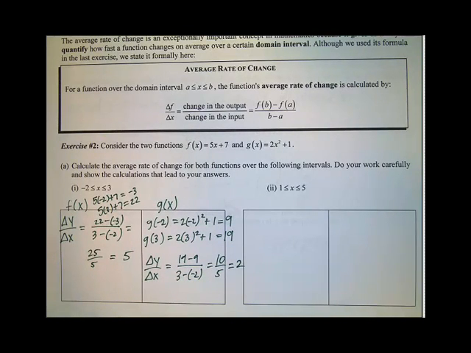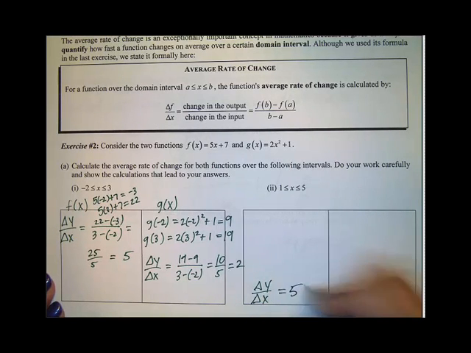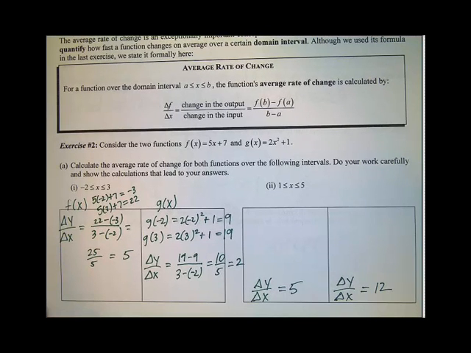So go ahead and try part double I. Pause the video. So your answer for this one, for change in y over change in x, should have been 5. And this one for change in y over change in x should have been 12. Make sure you have the work to support those answers. If you need help, ask in class.